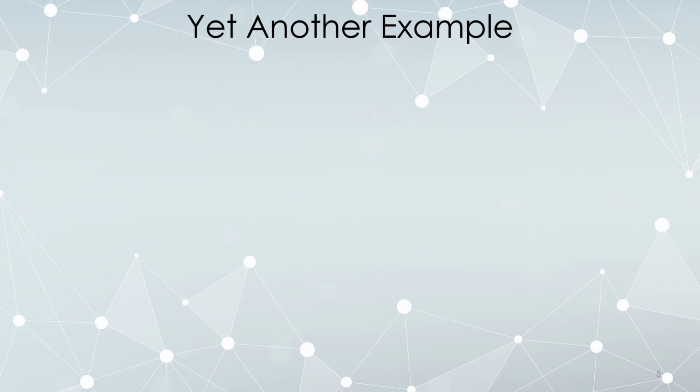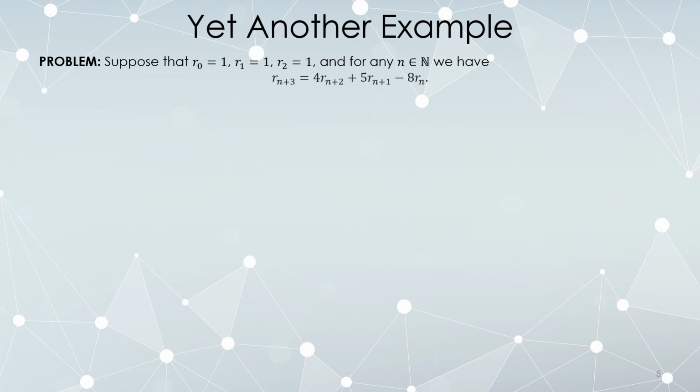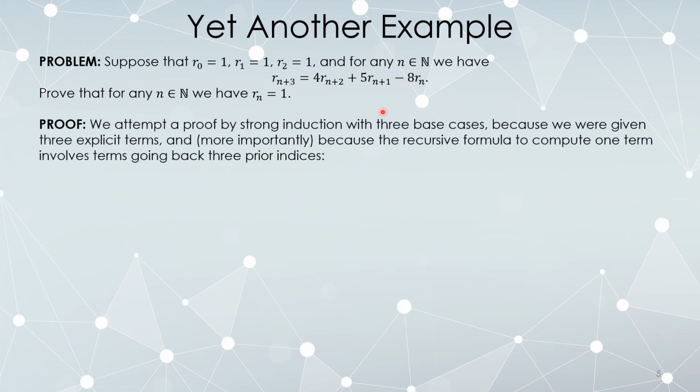More examples are good. So here is a sequence where r sub 0, r sub 1, and r sub 2 are all equal to 1. And here is our recursive formula. Notice that I need 3 prior terms to get the next one. The claim is nice and straightforward. The claim is that for all indices, r sub n equals 1. But this recursive formula uses 3 prior terms. So we need 3 base cases.